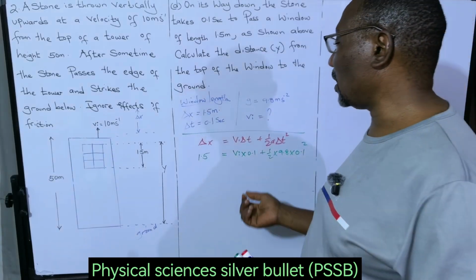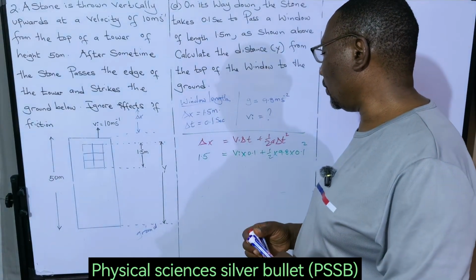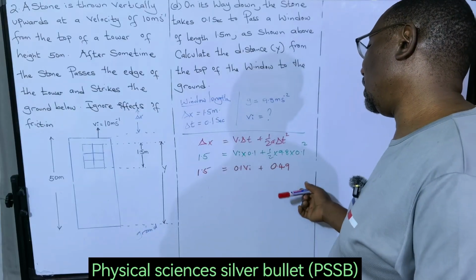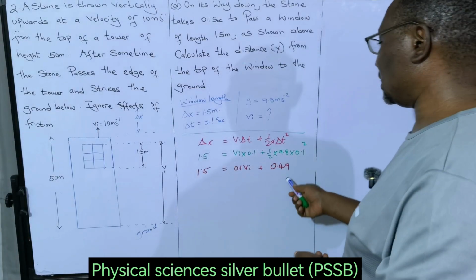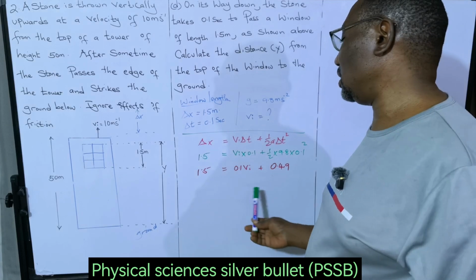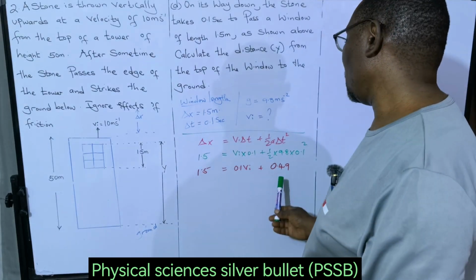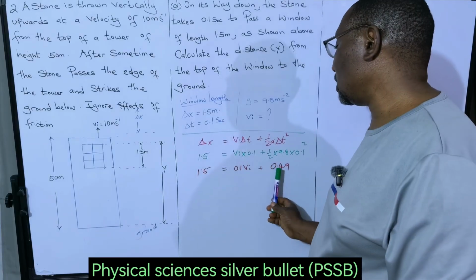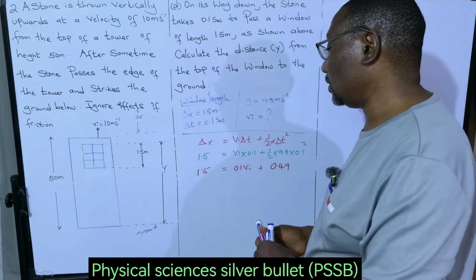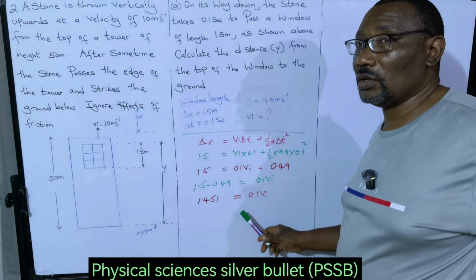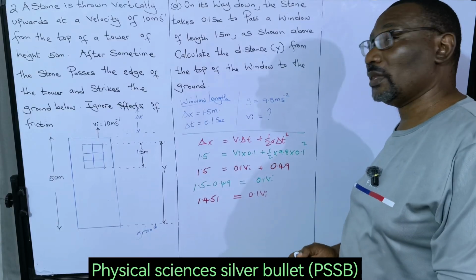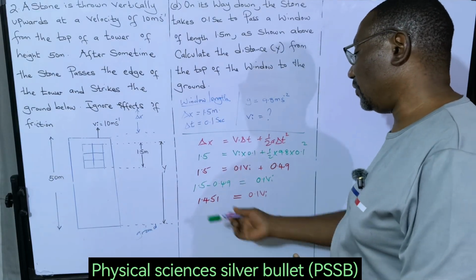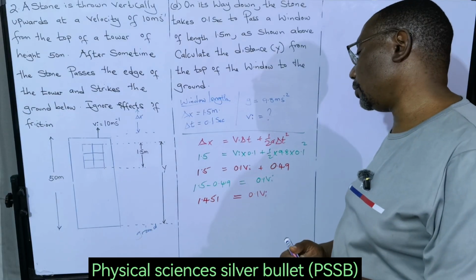Yeah, this is what we have. Then from here, what do we get? Yeah, so this is what we get. At this stage, what do we do? We proceed, we collect like terms. We take this one to that side, and because it's positive on this side, it becomes negative. Yeah, so this is what we get. And from here, we go ahead and get VI by dividing both sides by 0.1.